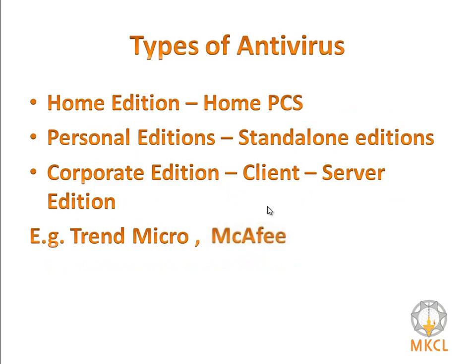So what are the different types of antiviruses available in the market? Home edition antiviruses are generally useful for home PCs. Some personal editions of antivirus are standalone editions, but corporate environments generally prefer client-server types of antivirus, where a central server first receives the updates from the internet and then the clients in that LAN or particular network are updated through the central server. Trend Micro and McAfee are some of the popular corporate editions of antivirus.